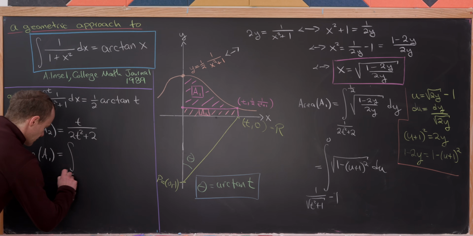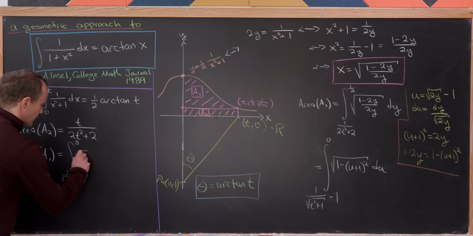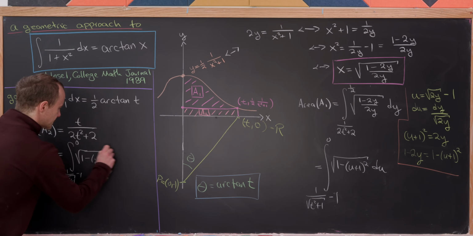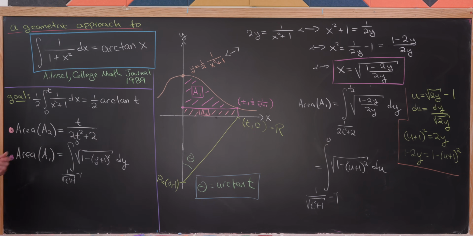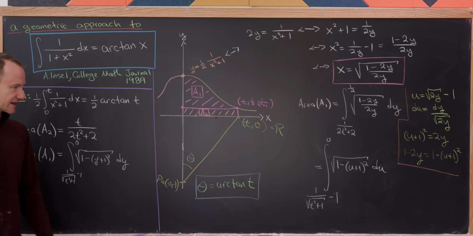So we've got the area of A1 is now equal to this crazy integral here. So that lower bound of integration is 1 over root t squared plus 1, minus 1, up to 0 of, let's see, we've got square root of 1 minus, and I'm going to change this back to y's. So we've got y plus 1 squared dy, where I just do a dummy switch of variables from u back to y. Okay, so we've got our area of A1 and our area of A2. So these two areas are going to obviously add up to this object right here, just based off the fact that they're partitioning all of that stuff above the x-axis.